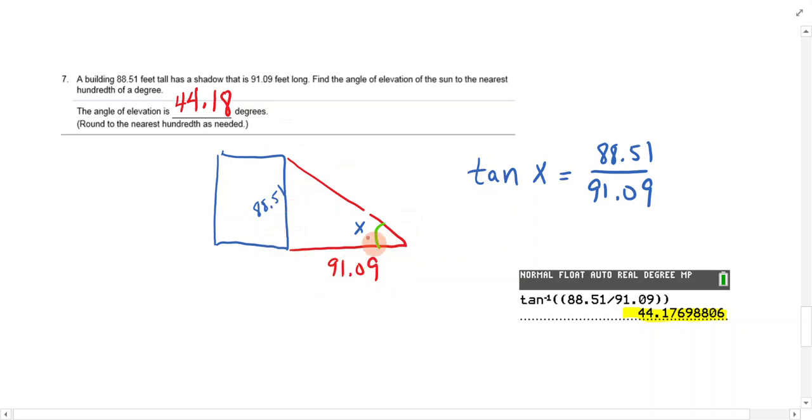The tangent of this angle would be opposite over adjacent. So tan x equals 88.51 over 91.09. And there we go. We get 44.176 and we round up. So just draw your picture and then find your relationship. Opposite over adjacent, that's tangent.